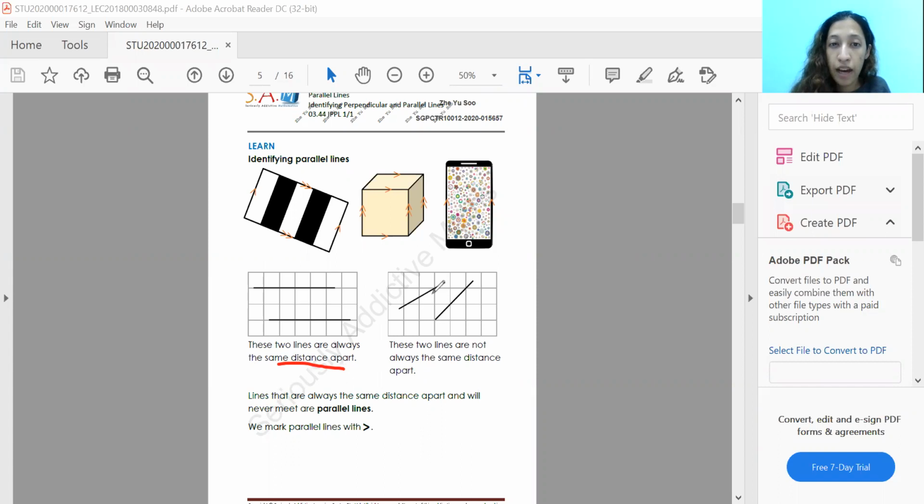For this one, yes, they are straight lines. They do not meet, but they are not always the same distance apart. These two lines are not always the same distance apart, so they are not parallel lines. Okay, this is considered a parallel line.